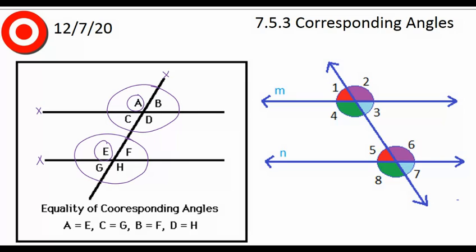We can see angles 1 and 5 are both red because they're in the top left corner of each intersection. Angles 2 and 6 are purple because they're both at the top right, so they would be equal. Angles 4 and 8 are green, and they're in the bottom left, so they would be equal. And finally, 3 and 7 are light blue, and they would be equal because they're both in the bottom right. So let's use this information.